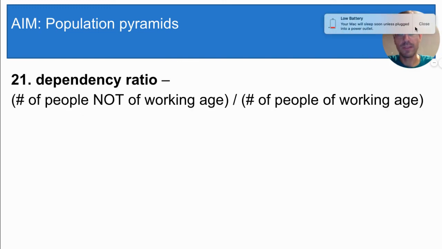The last term today is the dependency ratio. This is the number of people not of working age divided by the number of people that are of working age. So we have the total number of very young and very old people who can't work divided by the number of people who can work. This number is important because working people pay the taxes that are needed to support the non-working people. And we define working age as 15 to 64.